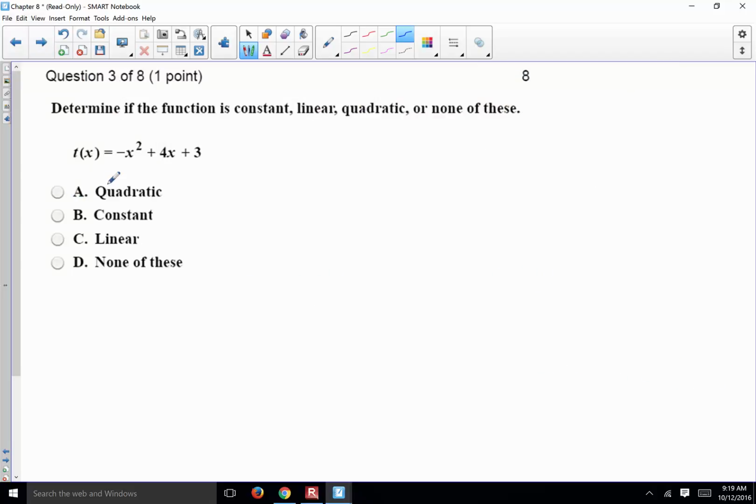Alright, let's test. Which one below describes the name of this function you observe here? T of x is minus x squared plus 4x plus 3. Should be a 2-second question. What is the right answer here? Quadratic. Do you all agree? Yes. Why?